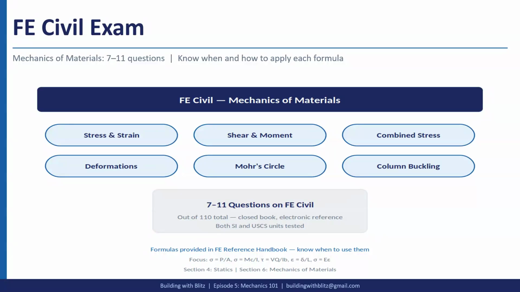Mohr circle, this is how you would get the principal stresses of a section. And then column buckling is where we get to critical or Euler buckling loads for compressive stress of members. So that's the overview of what's included in the FE exam. So actually a pretty big part of the exam.